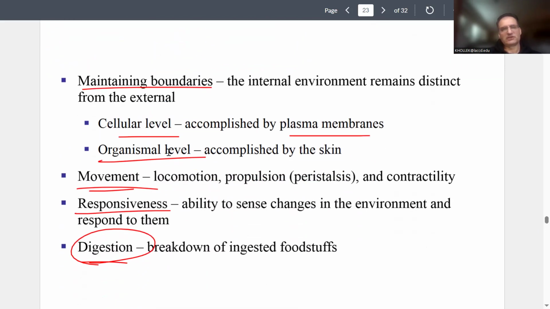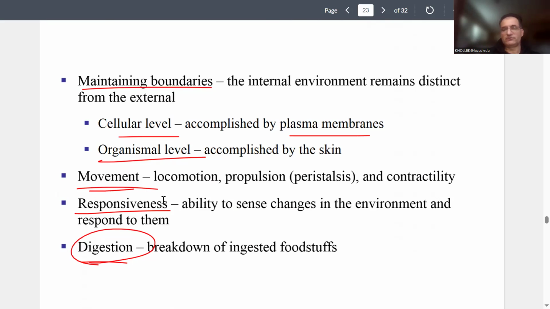So, what is necessary for life function? Here are some of the things that are necessary for life function: maintaining boundaries, like having a membrane around the cell. That way you are protecting what's inside as opposed to the outside. At the organismal level, that would be accomplished by the skin and integumentary system. They need movements. Movement of peristalsis to move the foods around, locomotion to do everyday tasks, contractility like your muscles, heart, etc. They're all required.